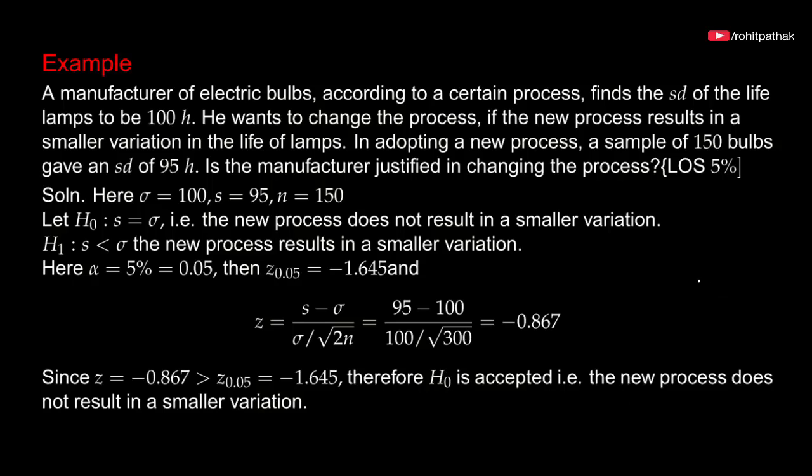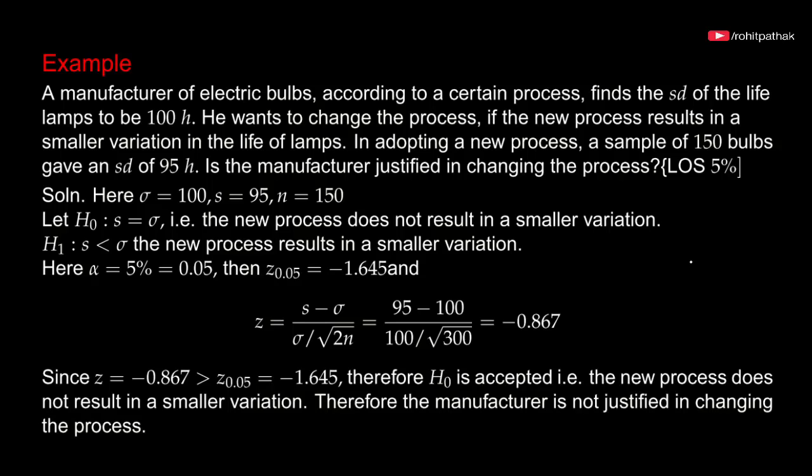Therefore H0 is accepted. That means the new process does not result in smaller variation. Therefore, the manufacturer should not change the process. Take another example.